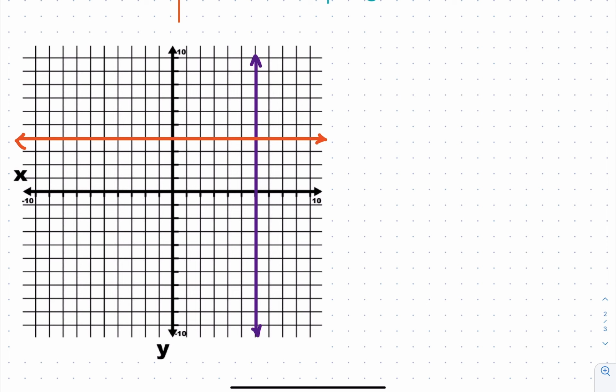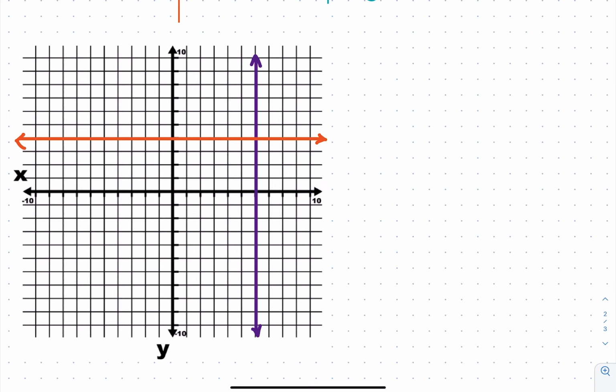So let's start with the orange one. So what we do is we need to consider where it's going through our y-axis. So our y-axis is right here. So it's going through 4. And that's telling us that no matter where I am on this x-axis, it's 4.